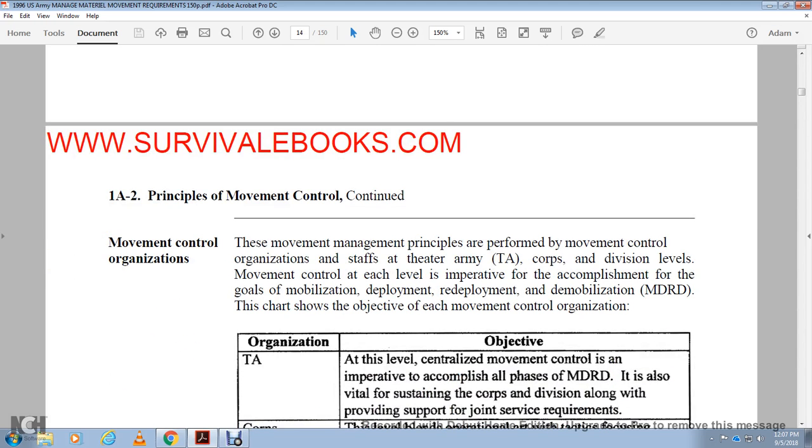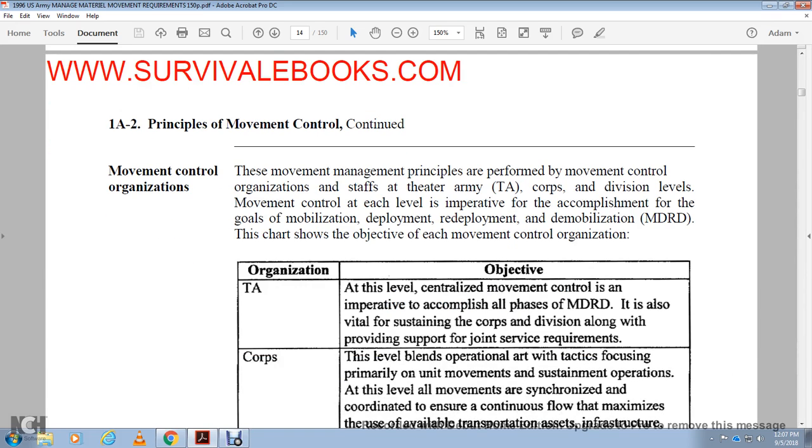Movement control organization. Movement management principles are performed by the movement control organization staff of the theater, army, command, corps, and division levels of movement control. At each level, the imperative is the accomplishment of mobilization, deployment, redeployment, and demobilization. Charge over the objective of each of the movement controls.